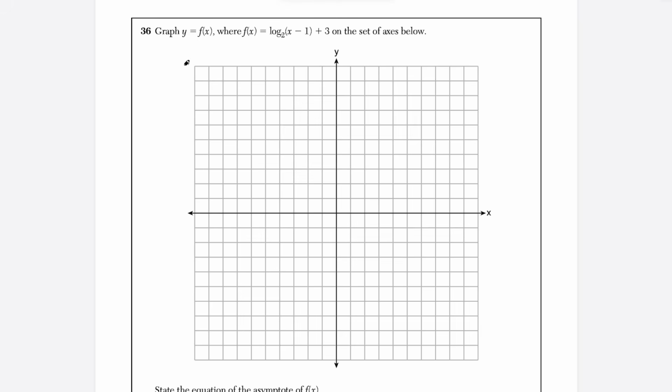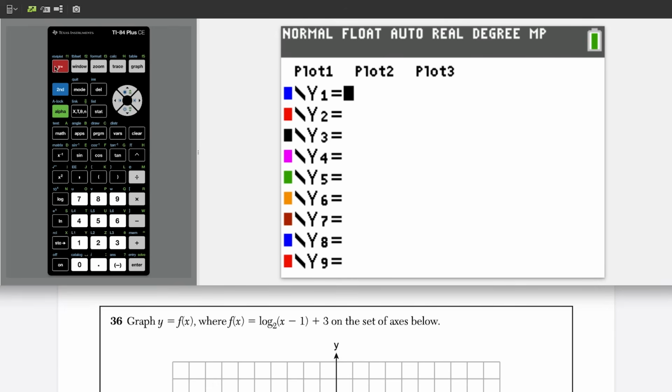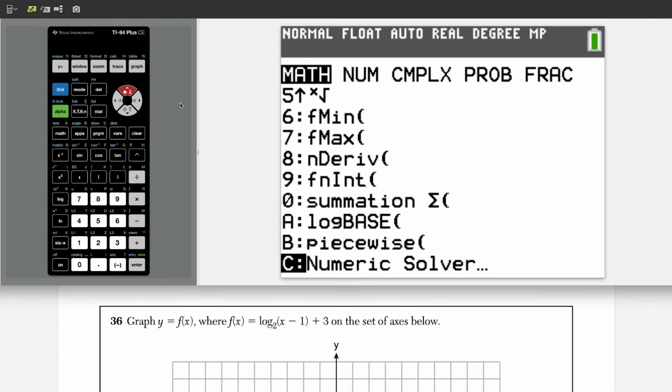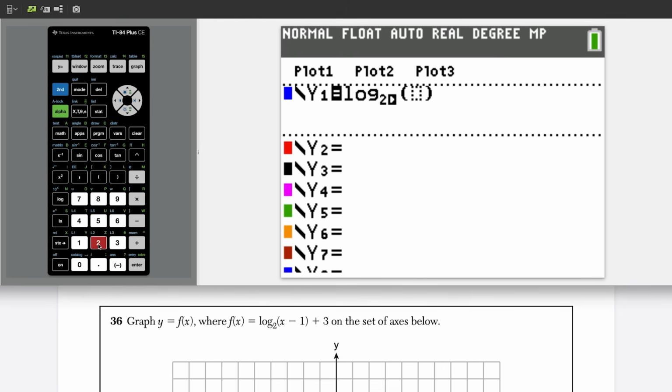First, we have to graph y equals f of x on the set of axes below. So we're going to go over to the y equals, and we could type in f of x. And to get a custom log with a base of 2, we're going to press math. We're going to hit the up arrow. And notice here at option A, there's log base. So we press enter, and now we could just write in 2 for the base. We hit the right arrow to go inside the log, and we press x minus 1. And then we hit the right arrow to get out and press plus 3 at the end. And we could press graph here.